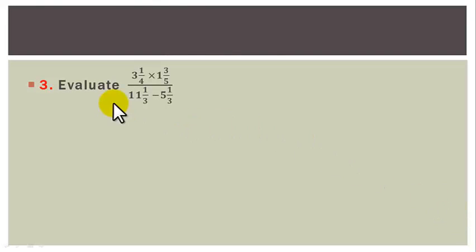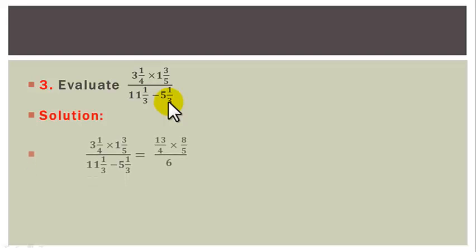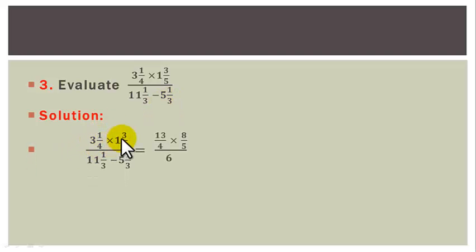Question 3. Evaluate 3 and 1 over 4 times 1 and 3 over 5 divided by 11 and 1 over 3 minus 5 and 1 over 3. Solution. 3 and 1 over 4 times 1 and 3 over 5 divided by 11 and 1 over 3 minus 5 and 1 over 3 is equal to, changing this to improper fraction, we have 4 times 3, 12, plus 1, 13 all over 4, times, we also change 1 and 3 over 5 to improper fraction, as 5 times 1, which is 5, plus 3, 8, that is 8 over 5, divided by 11 and 1 over 3 minus 5 and 1 over 3 is 6.